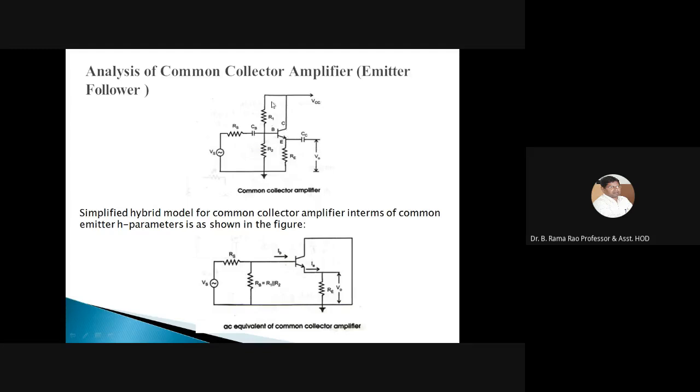We are going to provide the biasing by using this R1 and R2. R1 and R2 are used to provide the potential divider biasing, or simply voltage divider biasing. In this voltage divider biasing, the circuit employs the biasing by using this R1 and R2. Okay, this is the simple construction.